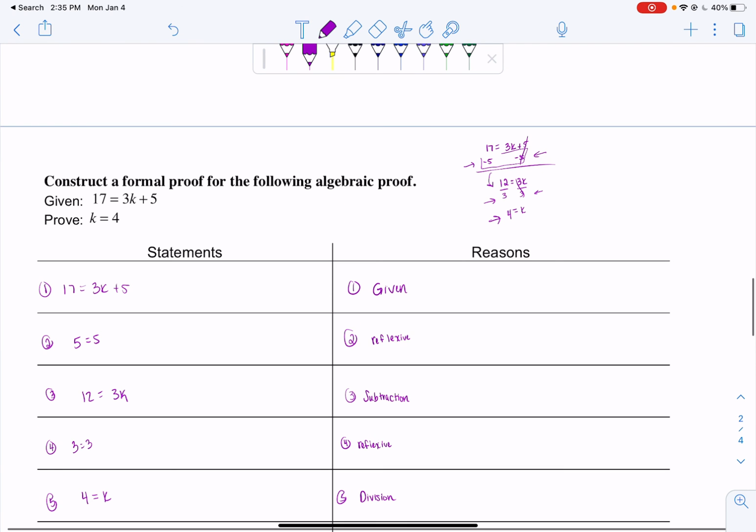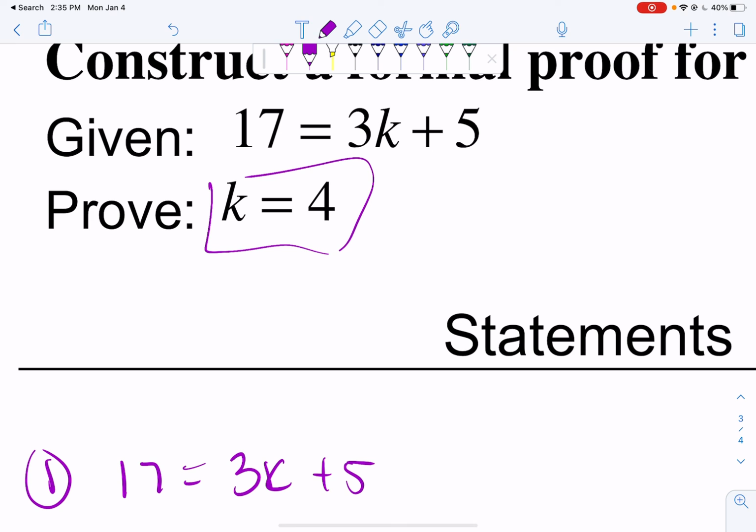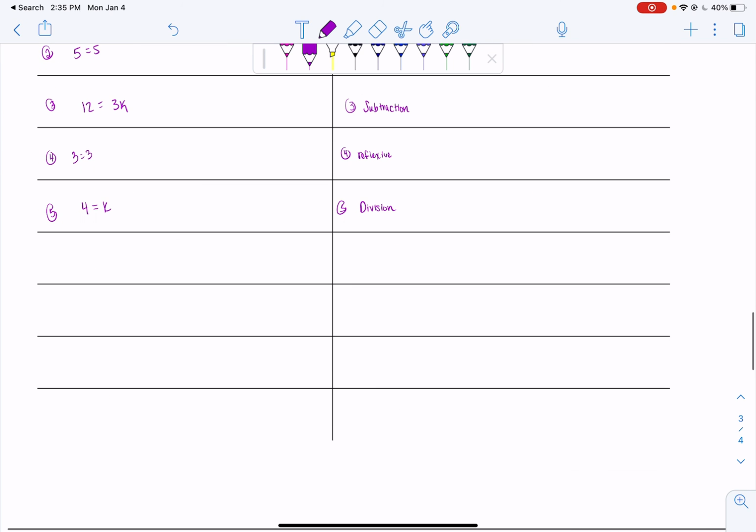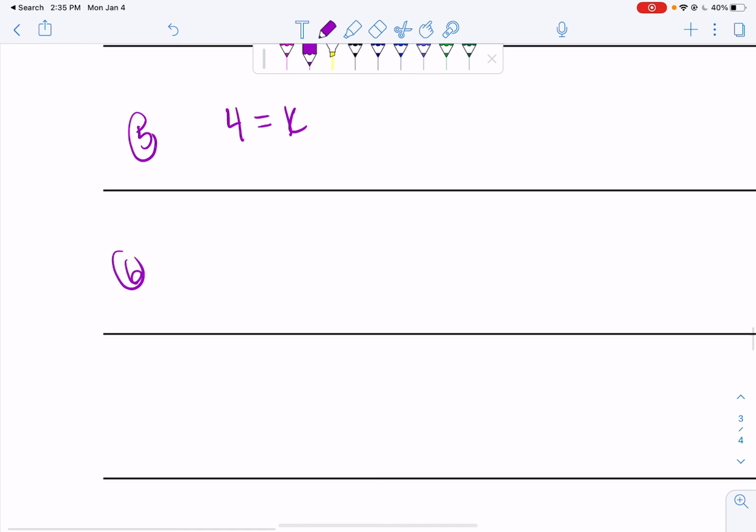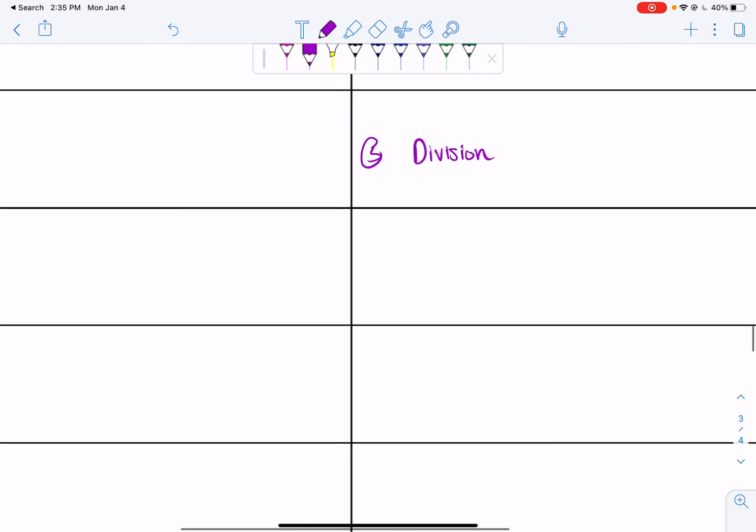But here's the issue. I want to prove k is equal to 4, not 4 is equal to k. So if you notice, there is a flip here. So when I do my flip, that's an example of symmetric property. So number 6, k equals 4, and the reason is symmetric.